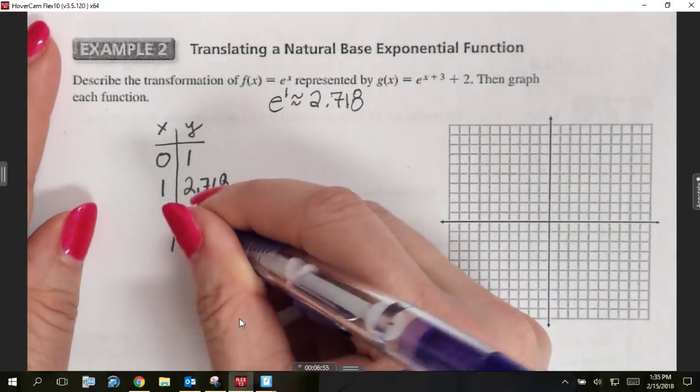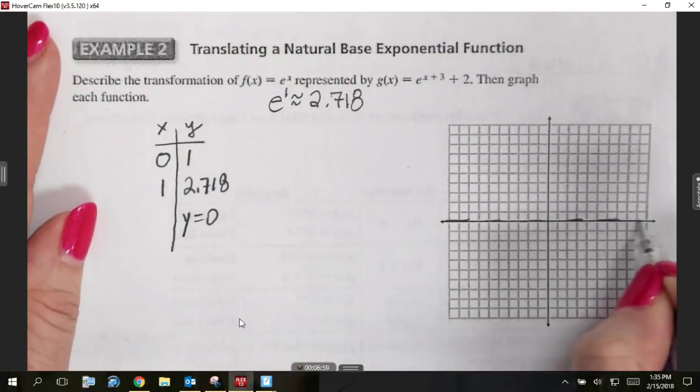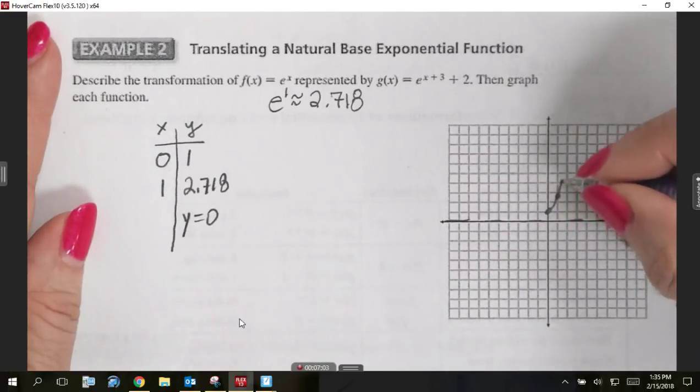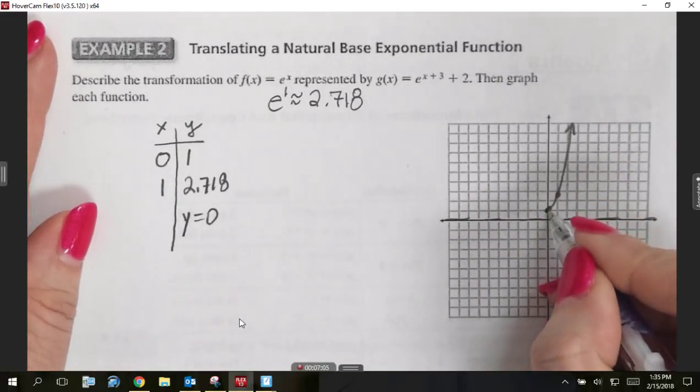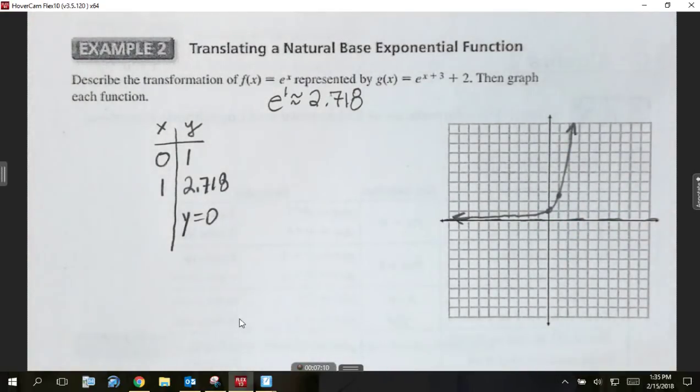And my asymptote is at y equals 0. So I'm just approximating 2.718. And I know that my graph is getting closer and closer and closer to the asymptote. So I'm approximating my graph as good as I can. Then I'm going to use transformations.